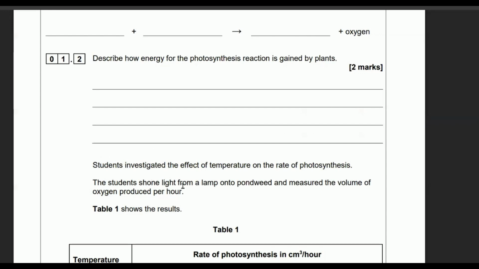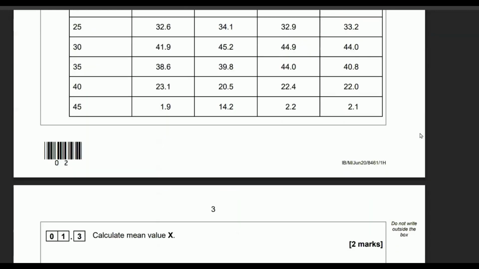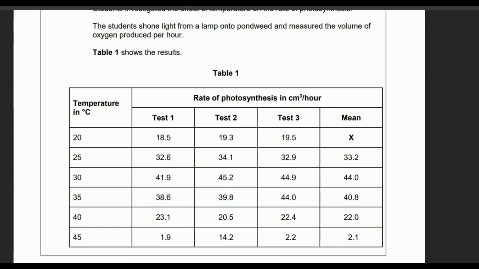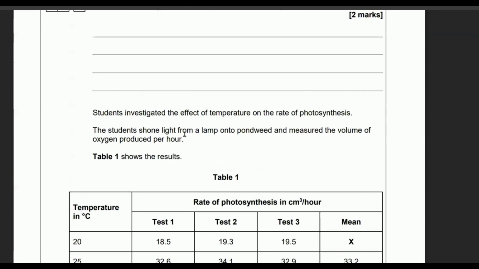Right. What haven't they told us about the light from the lamp? They should have kept the light the same each time. Maybe someone moved the light too close, really close, and you got loads more oxygen given off at that temperature. So maybe they didn't keep the distance of the lamp the same.